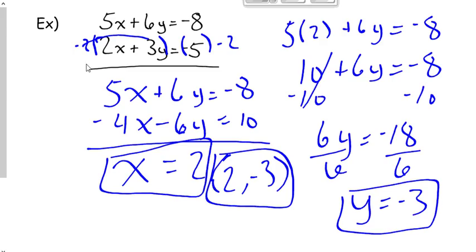All right, so big things there, just creating that opposite, and be nice to yourself, right? If you don't have to multiply both equations, don't. Just multiply the one that you need to create that opposite that happened down here in this bottom equation with the negative 2.